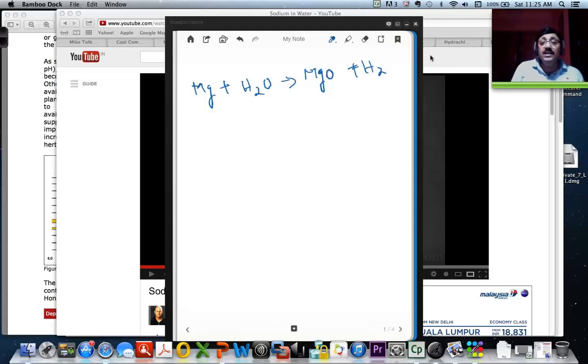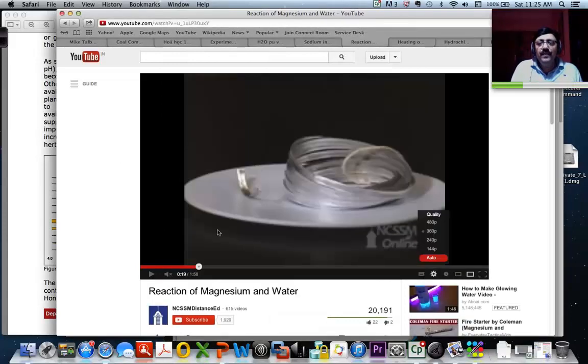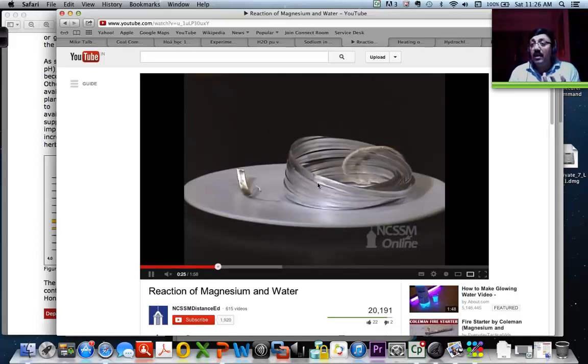Now the only thing is this here should be steam, not water, because as I told you, magnesium is not as reactive as sodium or potassium, and because of that it needs heat to be supplied. So let us just see this reaction now. This is in fact magnesium. I told you that magnesium is available as magnesium ribbon. It's a metal, it's a shiny metal, right?